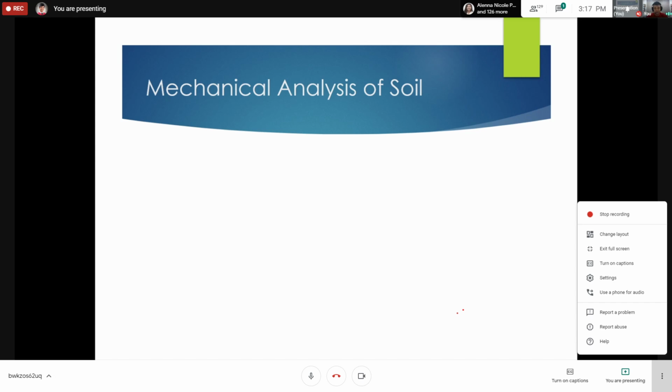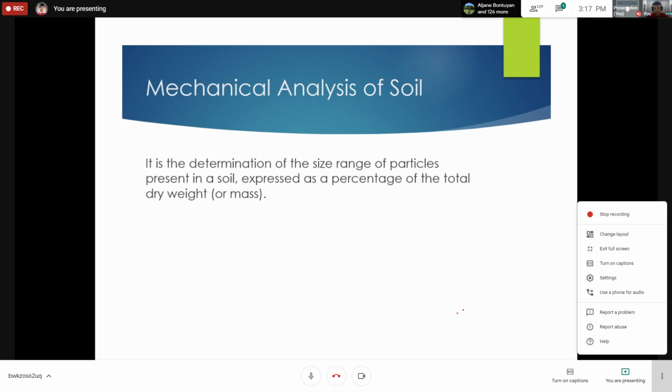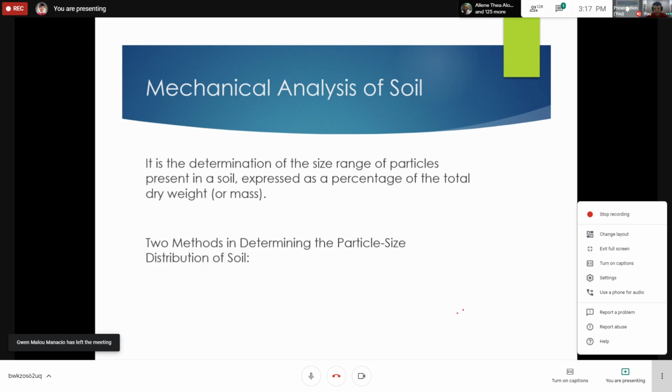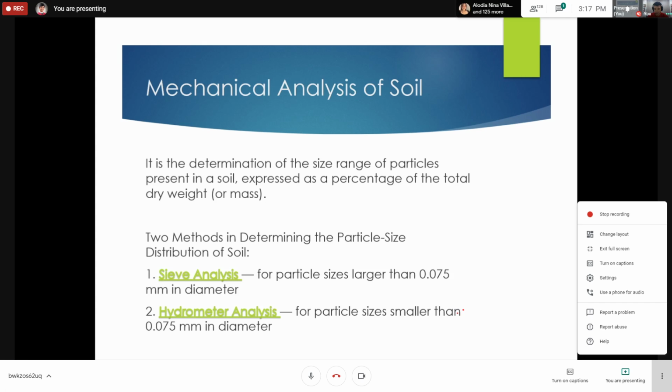Okay, so let's go to the first experiment. So we have the mechanical analysis of your soil specimen. So we have two methods. So for coarser particles, we'll be using the sieve analysis.